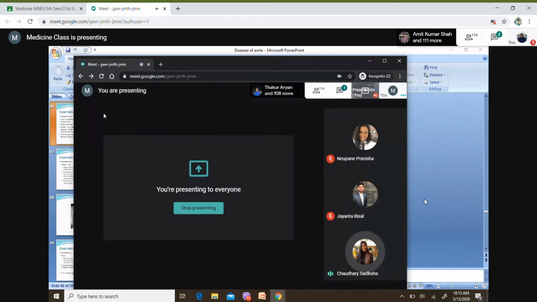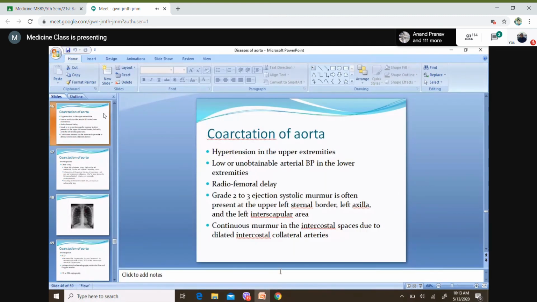The radial and the femoral pulse are not synchronous and they differ, ma'am. Okay, so this is the important cause of radiofemoral delay. Along with that, the patient may also have grade 2 to 3 ejection systolic murmur, which is present in the left sternal border, left axilla, and left interscapular region, and sometimes because of the collapses in the intercostal space.